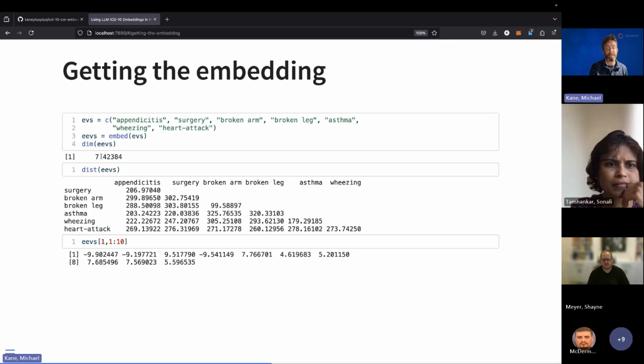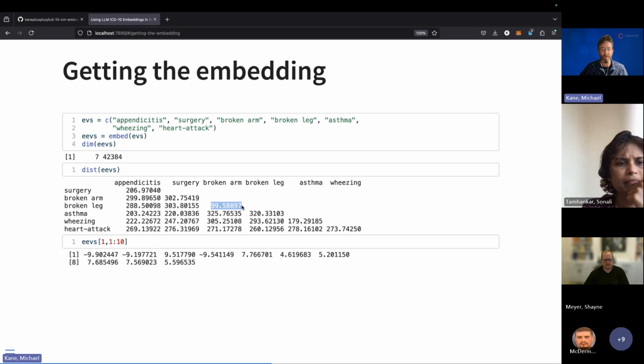If I look at the distances, so each row corresponds to one of these terms. If I just look at the distance matrix of these terms with respect to each other, I can see the results are pretty encouraging, right? So broken arm and broken leg, those are both breaks on limbs. And so maybe not, or hopefully not surprisingly, in terms of the embedding distance, so this is just the L2 distance, they're very close compared to any of the other conditions.